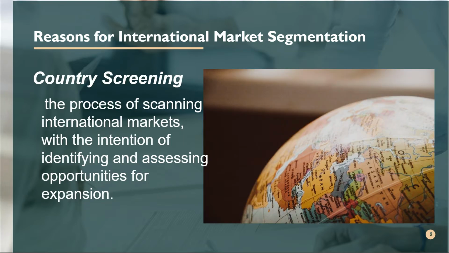Let's go ahead and discuss the first reason. Now, country screening is the process of scanning international markets with the intention of identifying and assessing opportunities for expansion. Companies usually do a preliminary screening of countries before identifying attractive market opportunities for their product or service. Its main purpose is to answer the question, should we enter the country or not?